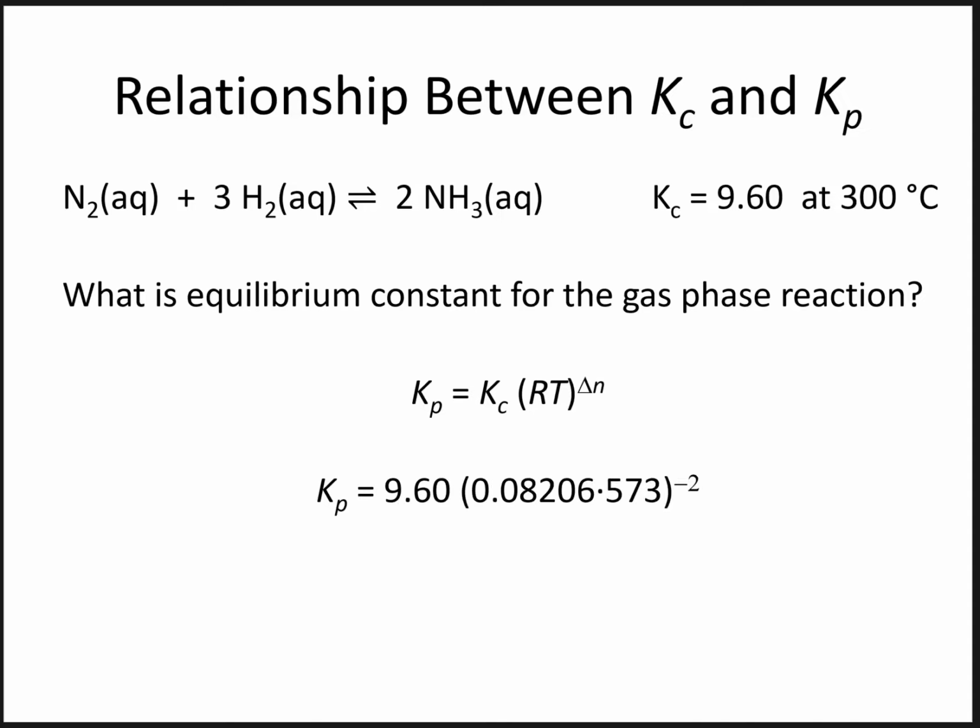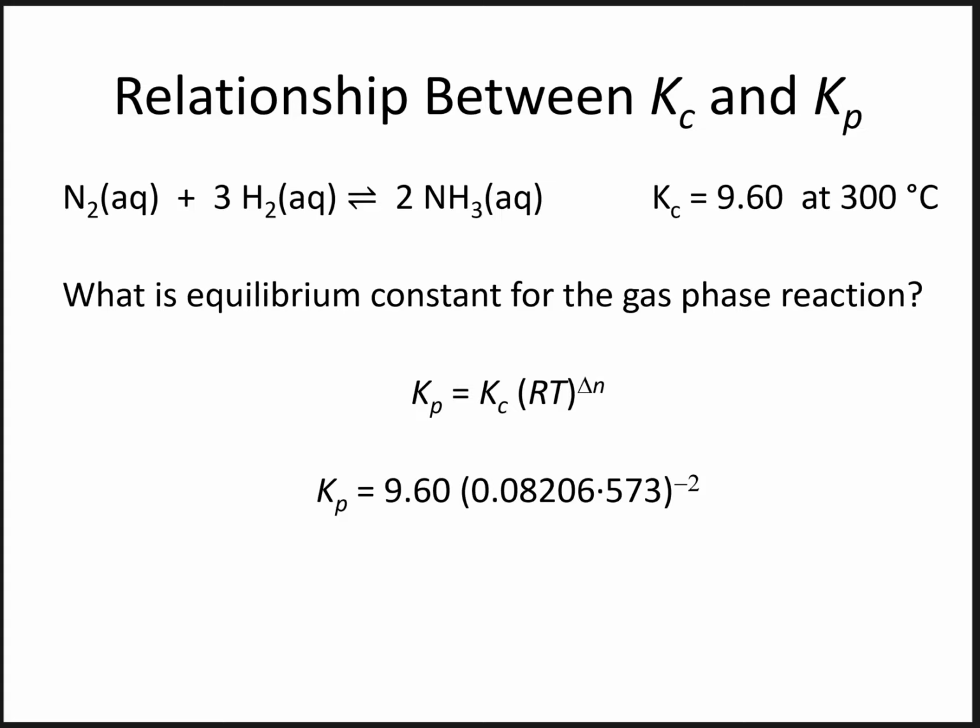And then what I can do is I can say Kc is 9.6, R is 0.0821 or 8.06, depending upon which version of R you like to use, times the temperature 300 degrees Celsius, except we have to change that into Kelvin. So 300 plus 273 gives us 573, so that's where the 573 comes from, is that temperature in Kelvin, and then raised to the power of minus 2.